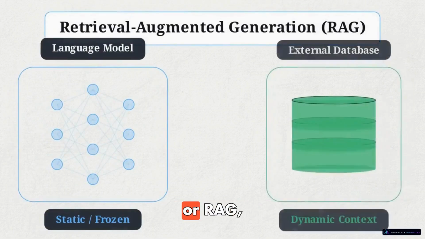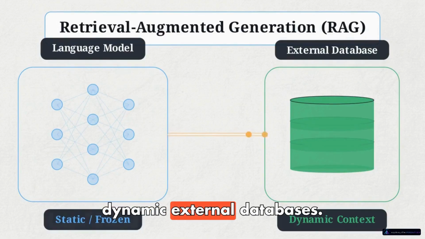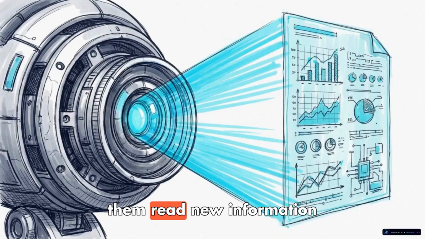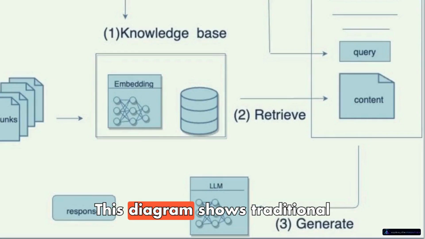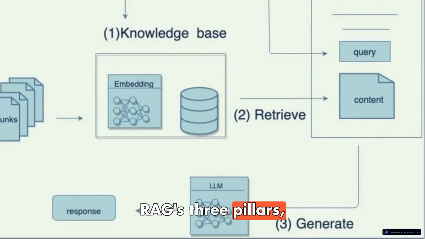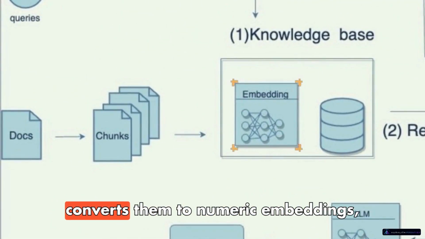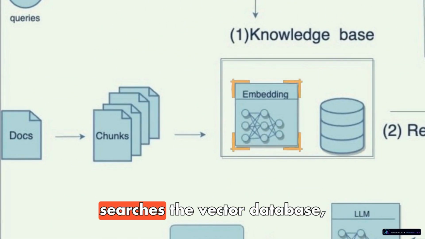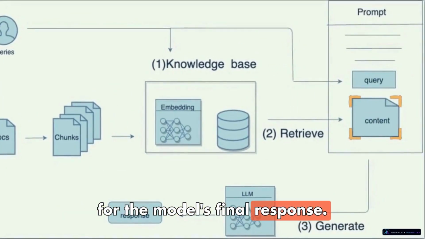Retrieval-Augmented Generation, or RAG, bypassed this by giving models access to dynamic external databases. It lets them read new information on the fly without changing their core weights. This diagram shows traditional RAG's three pillars: a knowledge base, retrieval, and generation. The system breaks documents into chunks, converts them to numeric embeddings, searches the vector database, and appends those chunks to the prompt for the model's final response.